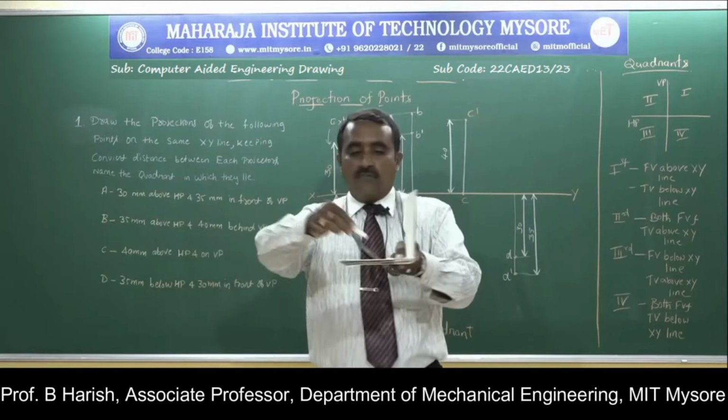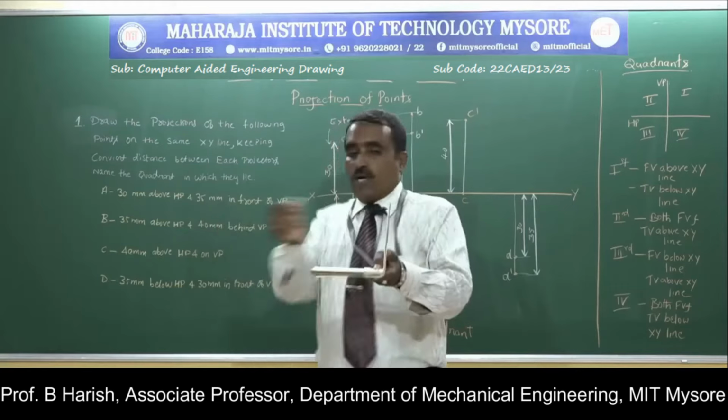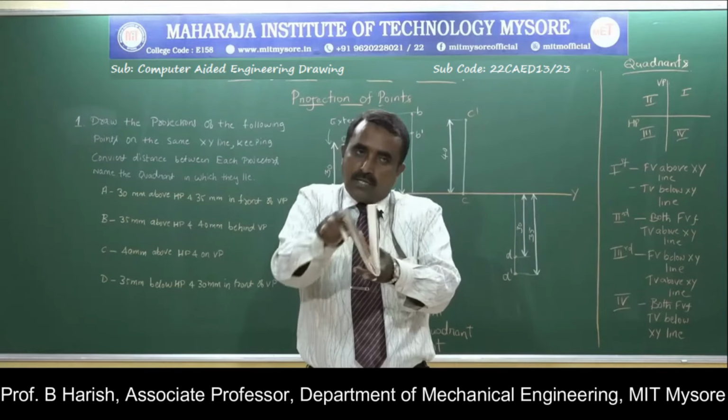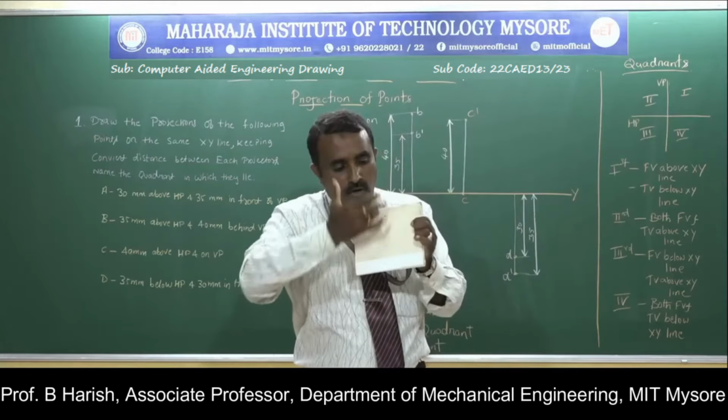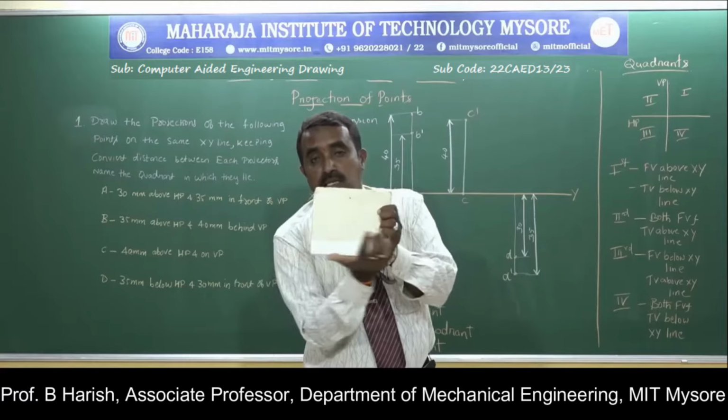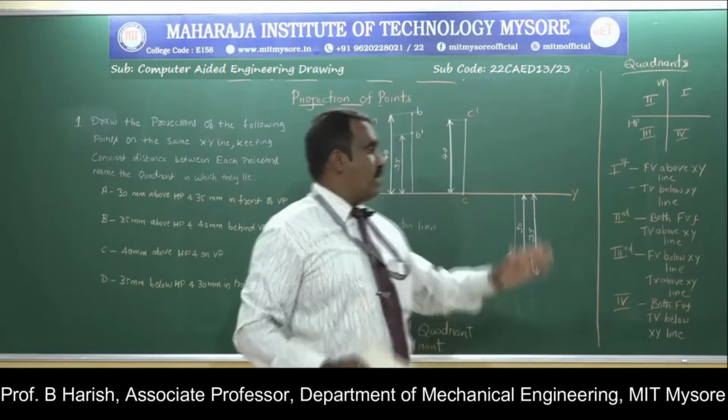So it says that 35 mm above HP and 40 mm behind VP. This 40, this 35. So the rule says that the horizontal plane is rotated above. So both your top and front view will be below your, that is above your XY line. The XY line is the intersection of your horizontal and vertical plane.